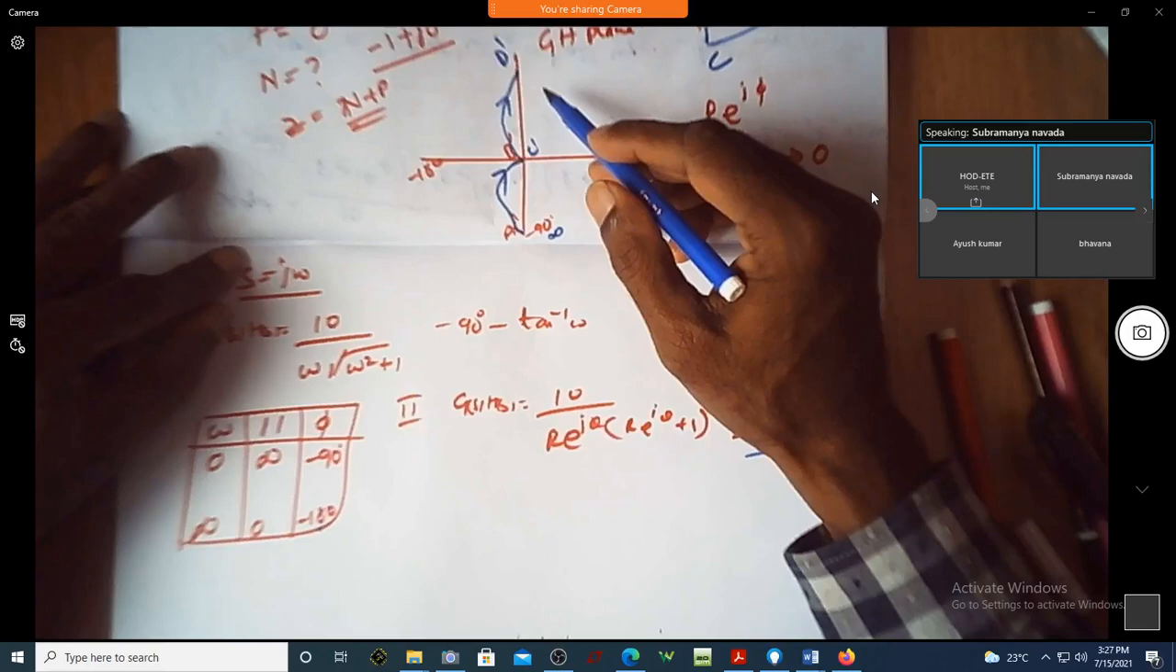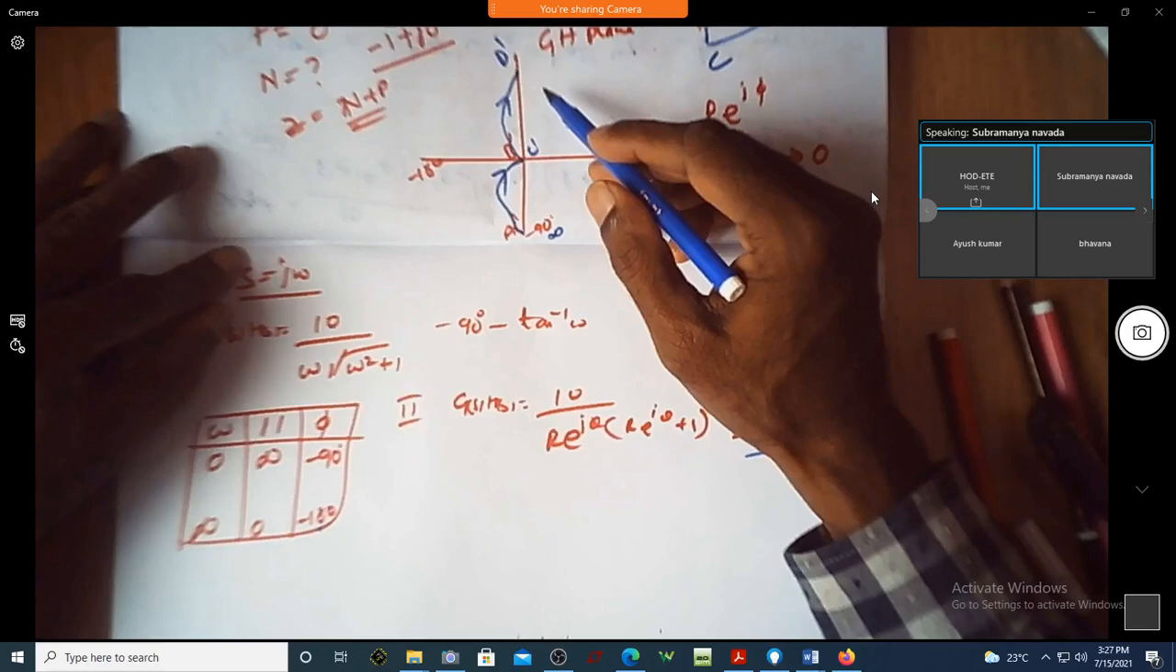Is it not 10 at an angle, rho e power j theta plus 1? Now we can see rho is tending to 0. When this is tending to 0, can I neglect this compared to 1? Then is it not 10 over rho e power j theta? If rho tends to 0, it will be infinity. Is it not minus theta? So it is infinity at an angle minus theta.